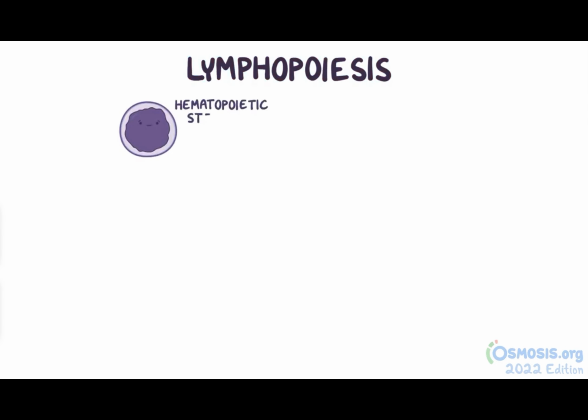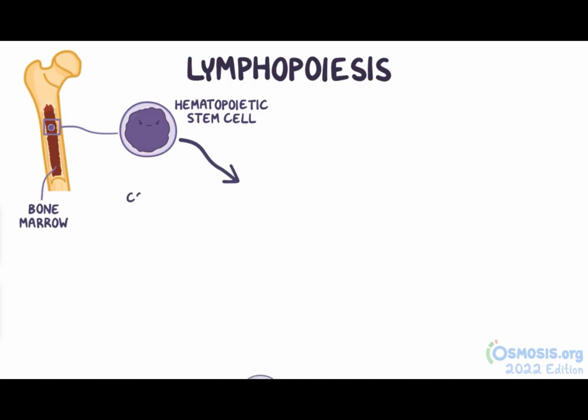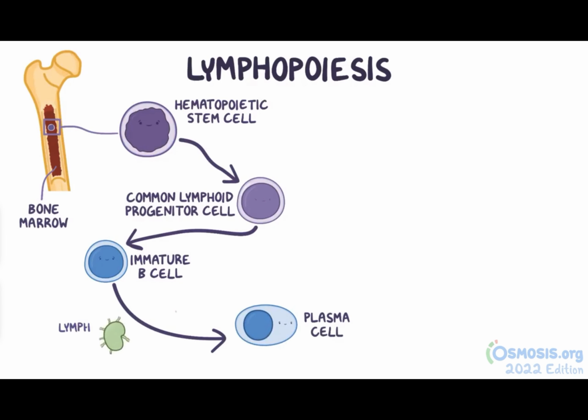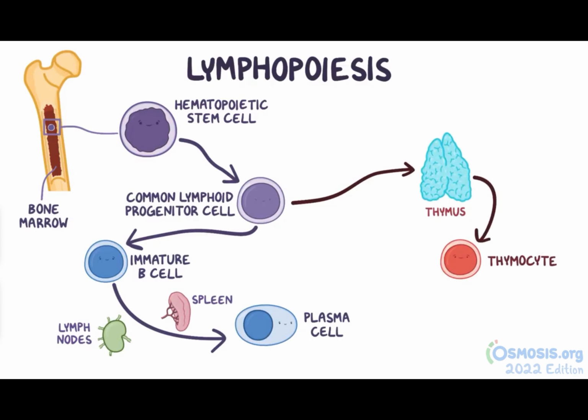Normally, hematopoietic stem cells within the bone marrow mature into a common lymphoid progenitor cell, which then becomes either a B cell or a T cell. To become a B cell, it has to develop into an immature B cell in the bone marrow, and then complete its maturation into an antibody-secreting B cell, called a plasma cell, in the lymph nodes and spleen. To become a T cell, it has to migrate to the thymus and become a thymocyte, where it completes its development into a mature T cell. So B for bone marrow and T for thymus.